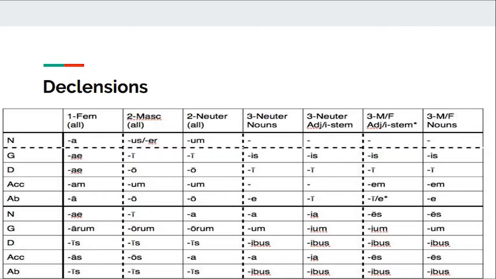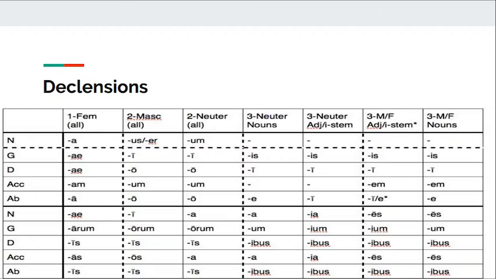We have first declension, which is feminine, second, which is masculine, third, which is neuter or masculine or feminine, and then we have fourth and fifth. As you can see in the picture here, first declension usually ends with an A, AE, and so on. Masculine ends with US, O, UM, along those lines. Third usually ends with an I, IS, ibus, stuff like that.